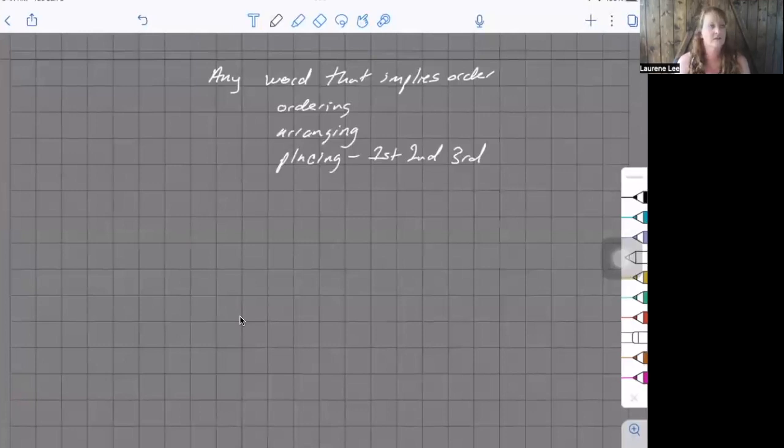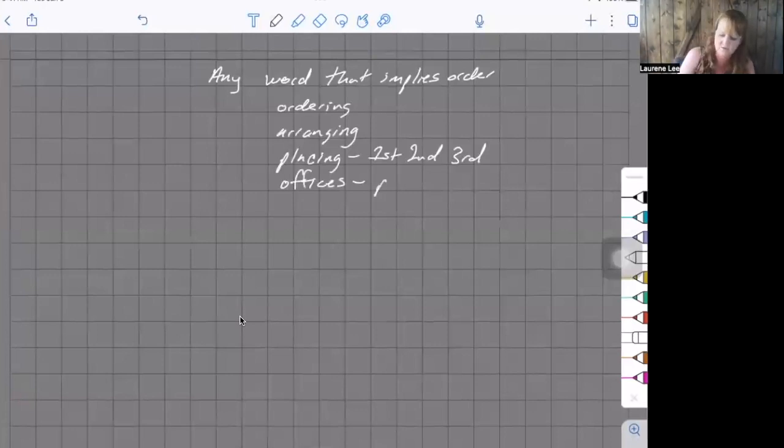I think that's all I can think of off the top of my head for ordering, arranging, placing. Sometimes offices also imply order. So I'm going to say, how many ways can I put 5 people into president, secretary, treasurer, that kind of thing? Do you care if you're president or treasurer? Probably, you have a choice. Order matters in that case.